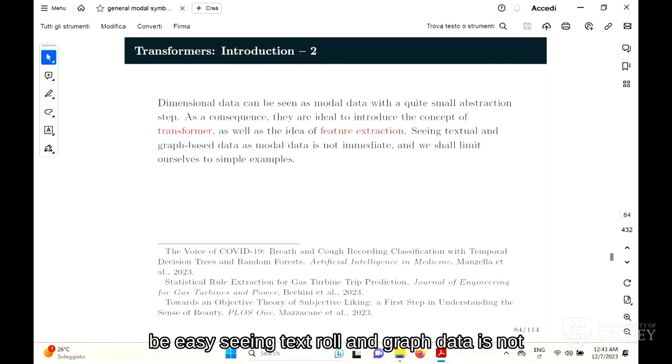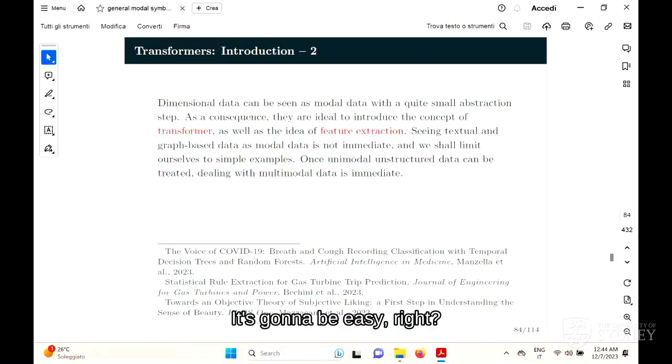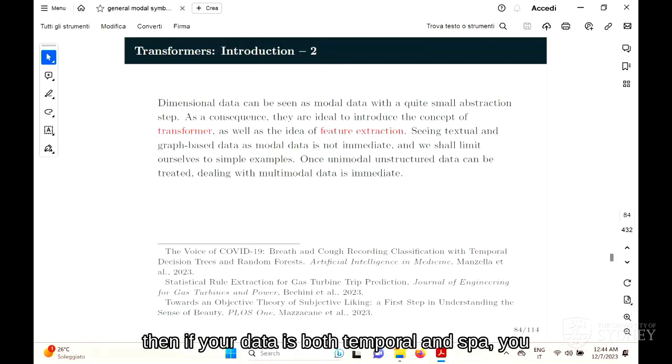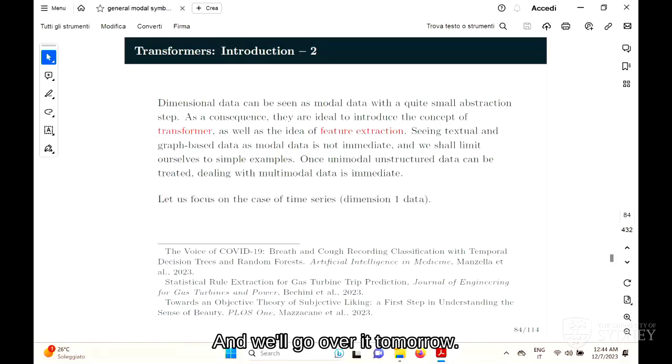Seeing textual and graph data is not going to be so easy, and I just want to give you the idea. If our data is only of one type, and we modelize it, we see how to do this now. But once we have modelized two different modes, it's going to be easy. If we can do it with temporal and spatial, then if your data is both temporal and spatial, you have two different frames. I didn't tell you how to learn from two different frames, but we can do it, and we'll go over it tomorrow.